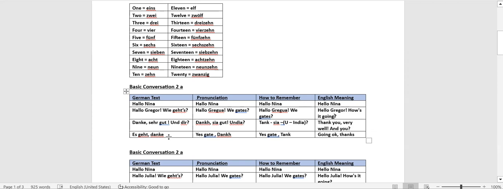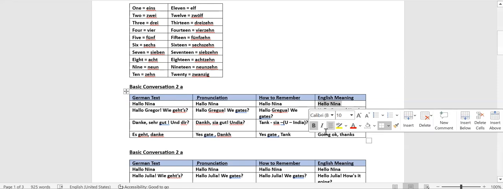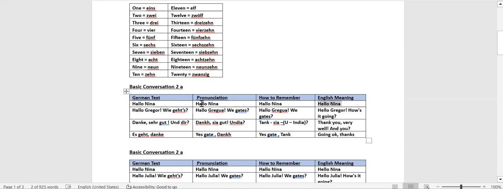Let's get started and see what we have got here. In the German text, let's go by the letters. Hallo Nina. It says Hallo Nina. In English, it's Hello Nina. How to pronounce this? Hallo Nina. How to remember? It's the same thing. Hallo Nina. Look at the second sentence. Hallo.